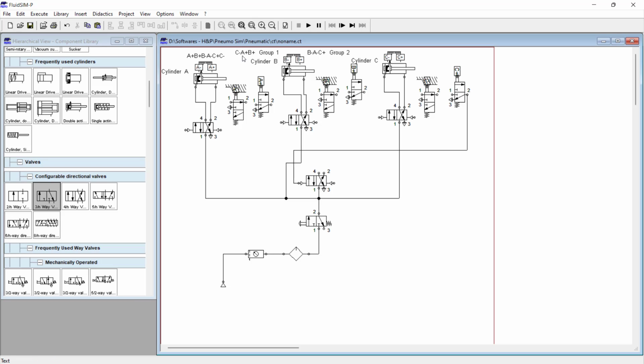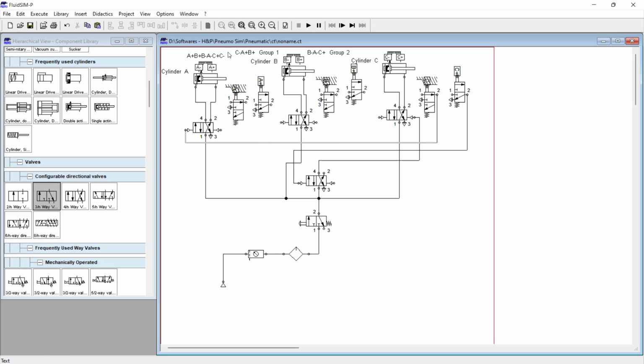So what is the first sequence in group 1? That should be the C cylinder needs to retract. So from here we give the signal to the third DCV to retract the C cylinder. After the C cylinder retracts, the next sequence is the A cylinder to extend. So from C minus we receive the pilot signal to turn the A cylinder.